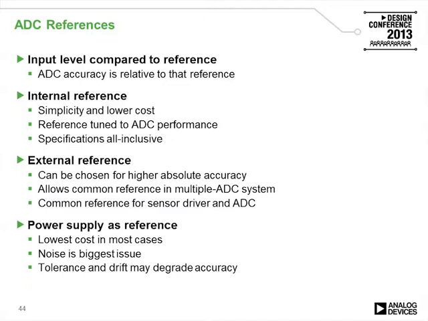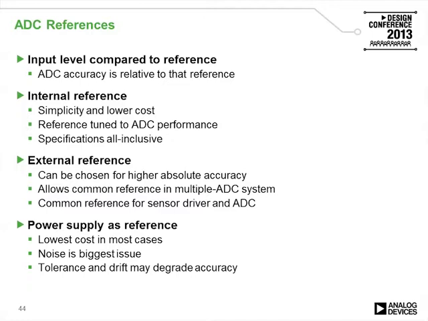In many cases, A to D converters have references built in. This is something that reduces the cost, and it also is an advantage because all the specifications that you're going to see in the data sheet are typically going to be made against the internal reference on the part.